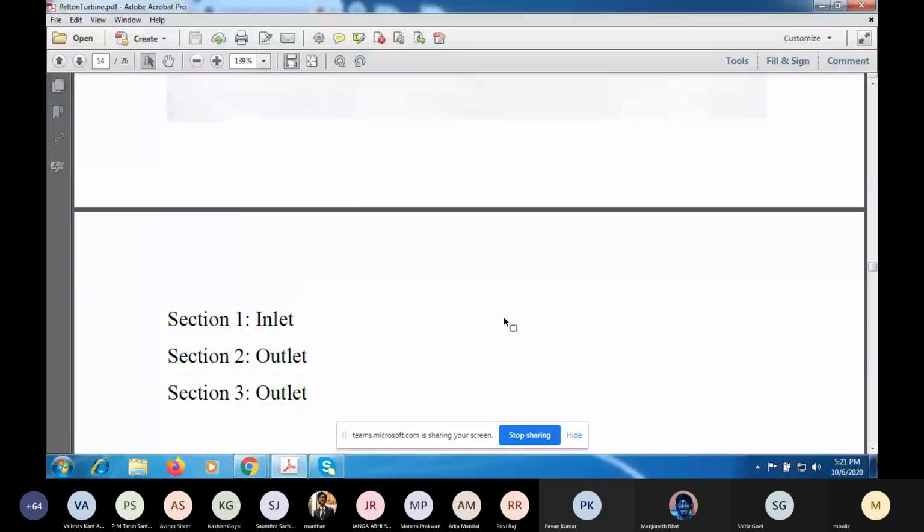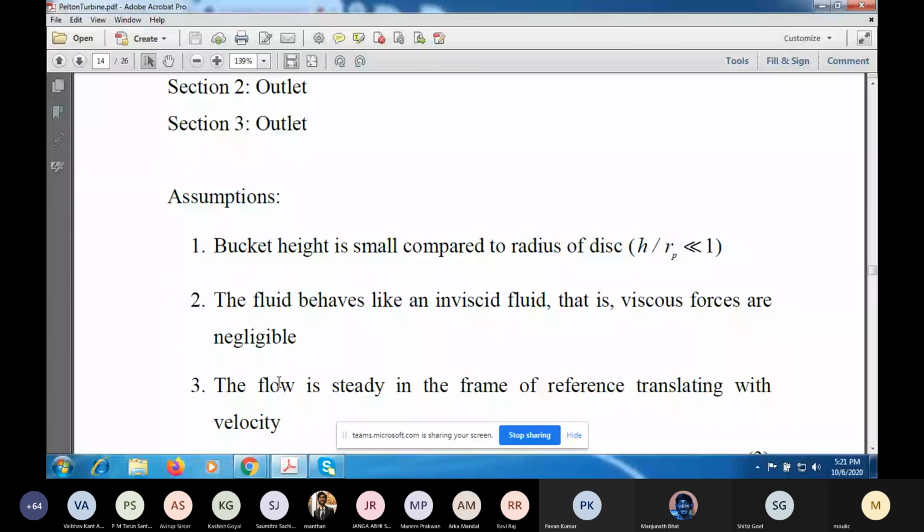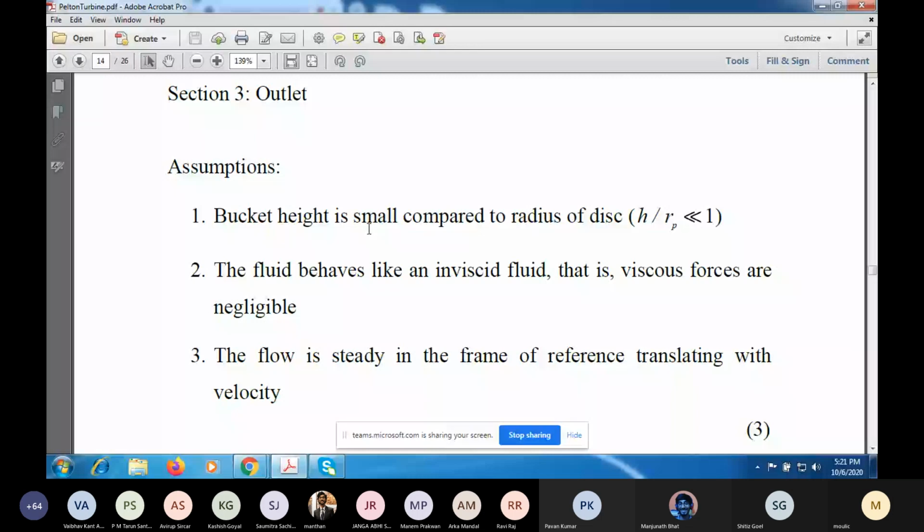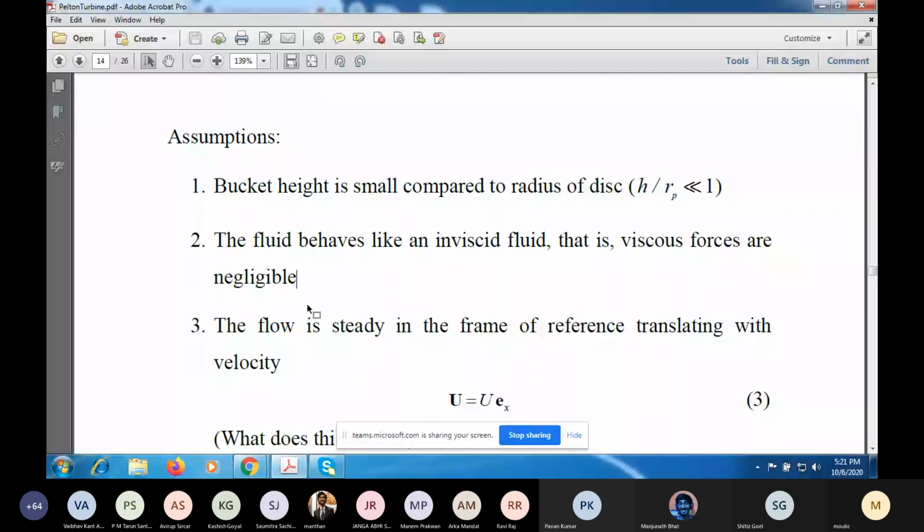Now, section 1 is the inlet, section 2 and 3 are outlets. So there are two outlets. What we are assuming is that the bucket height is small compared to the radius of the disc, and that the fluid will behave like an inviscid fluid. That is, viscous forces are negligible. Otherwise, the analysis is too complicated. Then you have to solve the Navier-Stokes equations using techniques of CFD.